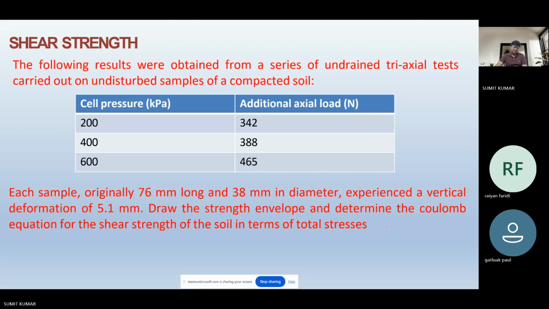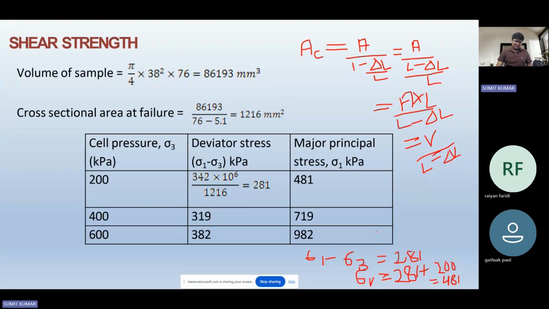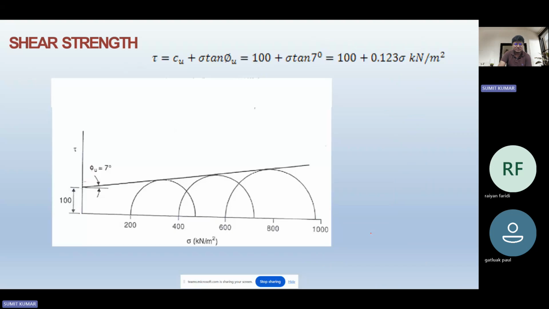for shear strength of soil in terms of total stress. Now we first plot sigma 3 and sigma 1 and draw a circle of diameter 281. Then the second circle is drawn from sigma 3 as 400, and that becomes 319 by 2, and subsequently the third circle is drawn with sigma 3 value as 600. Then we draw a common tangent passing through all of them.